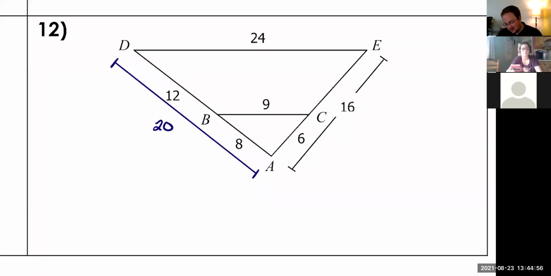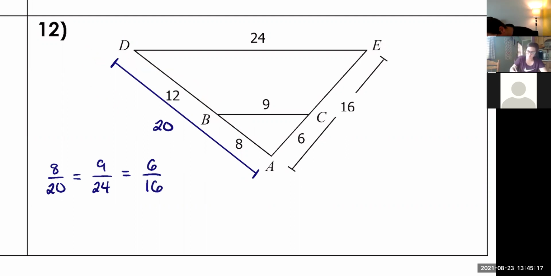So, sorry for that little hiccup there. As I was saying, this side here, be careful. We need to know that whole length in order to set up our proportions. But as I go through there, it looks like the 8 is going to be paired with the 20, the 9 with the 24, and the 6 with the 16.